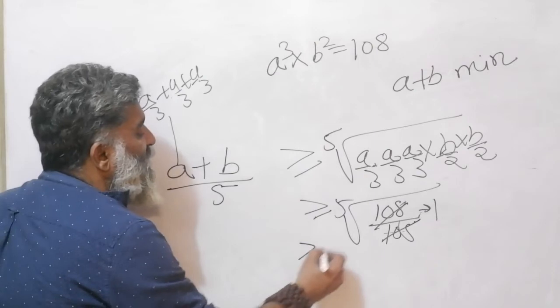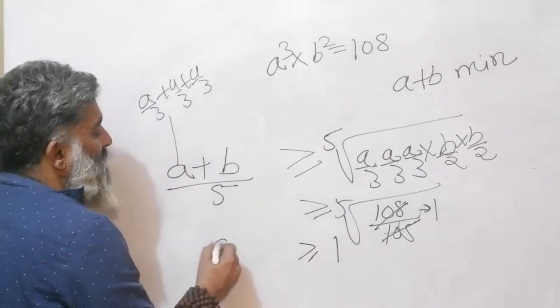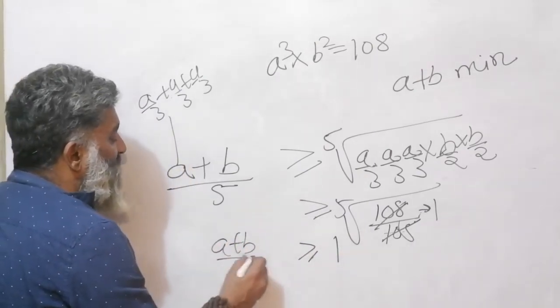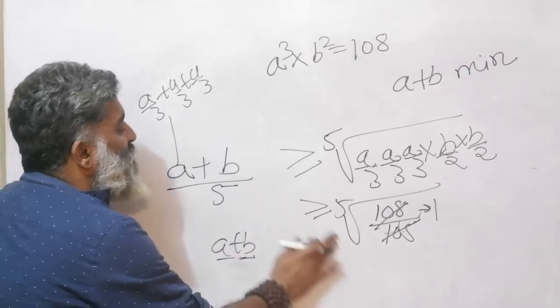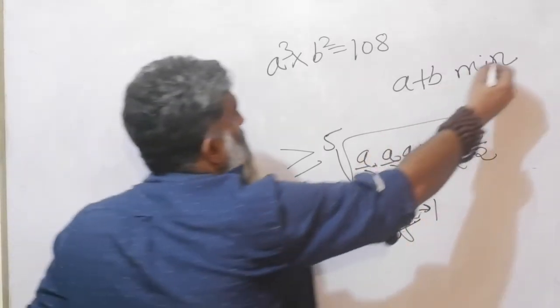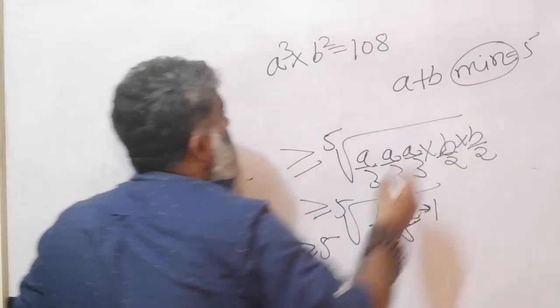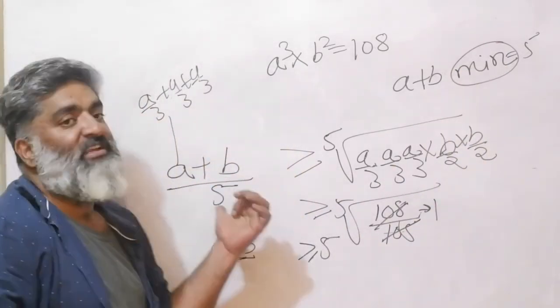So finally, this is greater than equal to 1 on the other side. But I have a plus b divided by 5. This 5 will be multiplied to the other side. So my final answer will be 5, if I'm thinking of the minimum value of the expression can be 5.